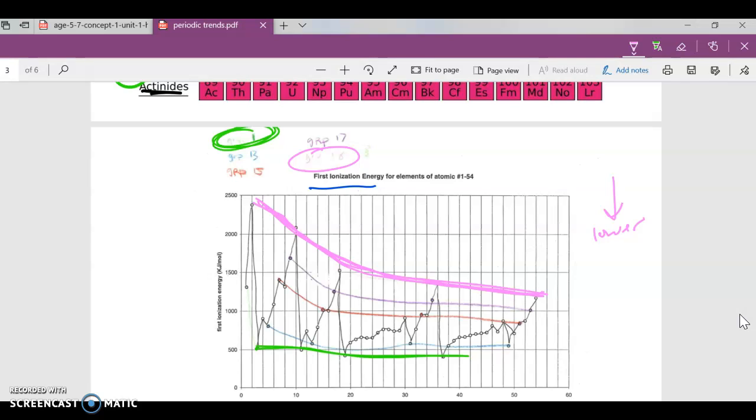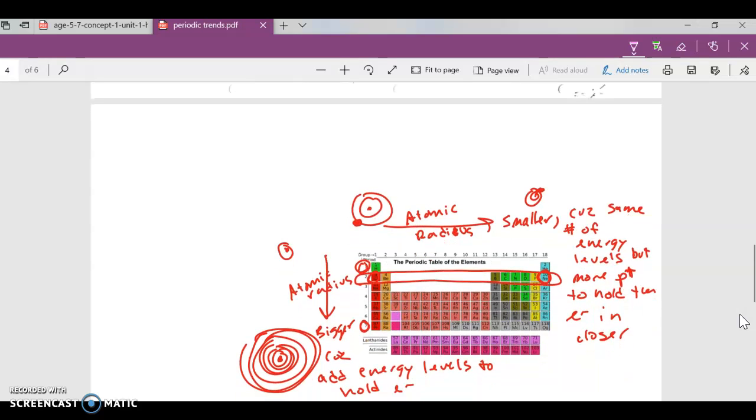I can see also that if I started with the alkalis, that's over on the left side of the periodic table, that's down here, and I move to the noble gases, they are much higher. That means as I go across the periodic table, it gets bigger. So I'm going to add that to my notes here. We're talking about ionization energy.